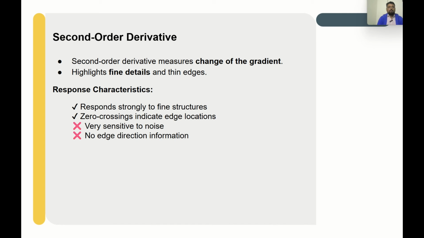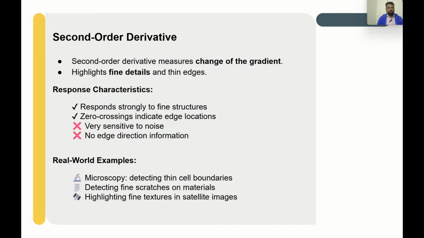Zero crossing indicates edge locations. It means the corners, and it is very sensitive to noise, with no edge directional information. So basically these are very sensitive to noise. Why do we say that? Because the noise will be amplified. Whatever noise is there will also be amplified, and that will corrupt the values. So it is good if we have an image that is very clear.